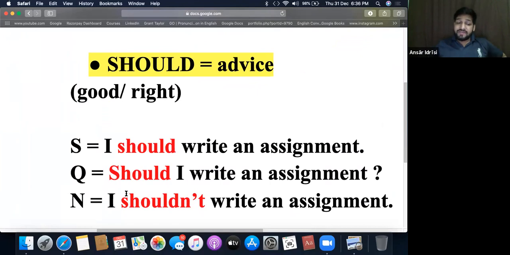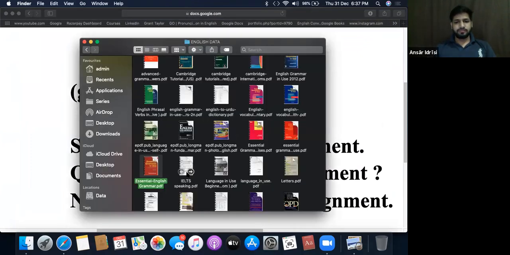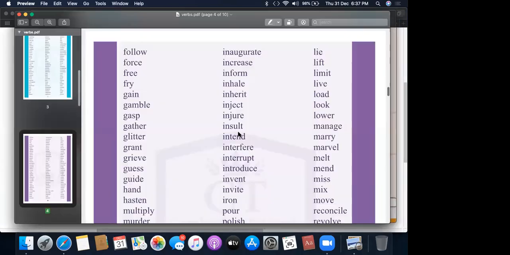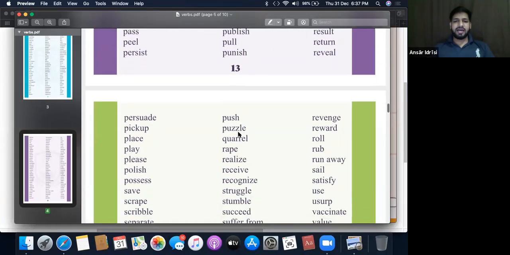Now we can make sentences with should for all the pronouns. I should, you should, we should, they should, it should, he should, she should. For all the pronouns you are going to use should. I want you to make sentences now with I. I should submit the project on time. Should I submit the project on time? I shouldn't submit the project on time. Very good.